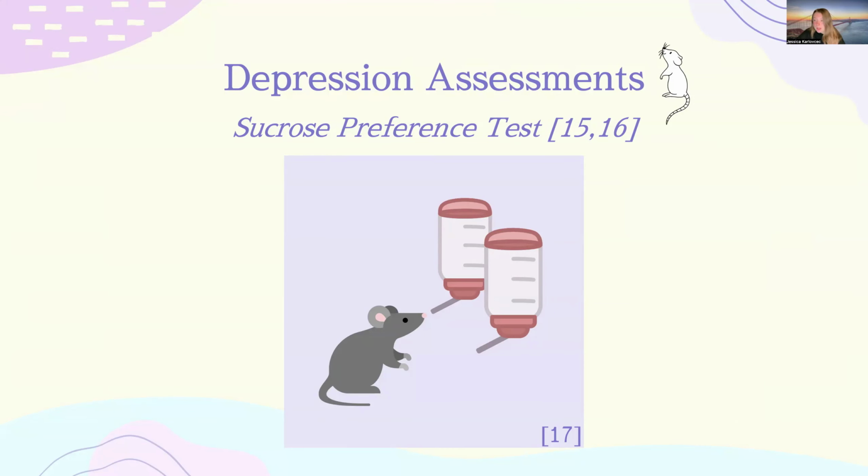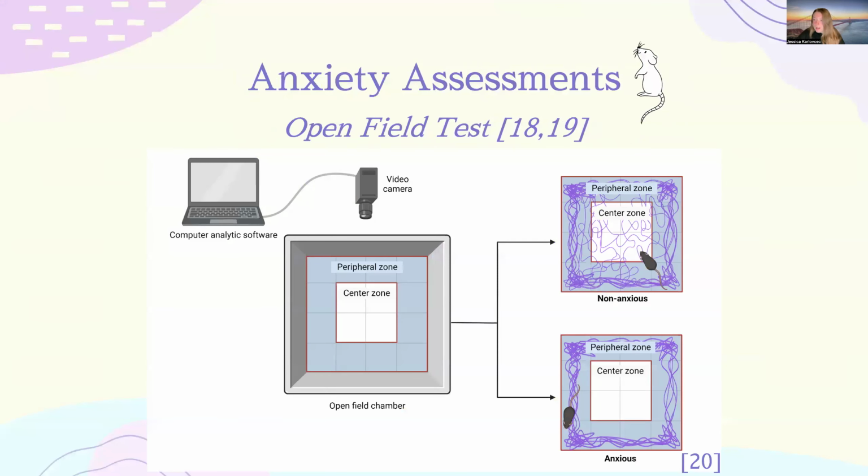Now we'll move on to talk about tasks that measure anxiety-like behaviors. In the open field test, an animal is placed in a large open space, and the time they spend in the center and periphery of the space is measured. An animal that spends time in both the center and periphery, like the one on the top right of this image, is said to be demonstrating less anxiety-like behaviors than the animal on the bottom right of the image, which is spending all of its time in the periphery.